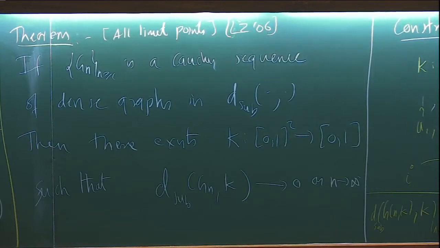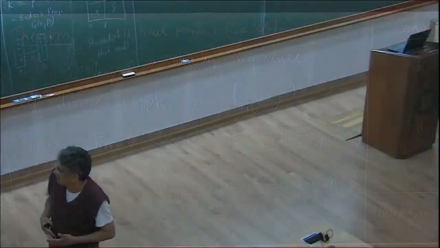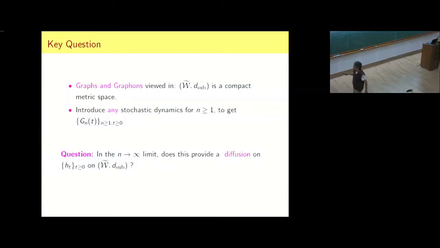Every n is an independent graph. G_n kappa is an independent graph, right? So as of now, in my case, I'm not coupling anything. I have a discrete dynamics that I understand. Will it give me a dynamics on the metric space as n goes to infinity? Will it survive? That's the question I want to address. You want a non-degenerate, non-trivial diffusion, yes, absolutely.